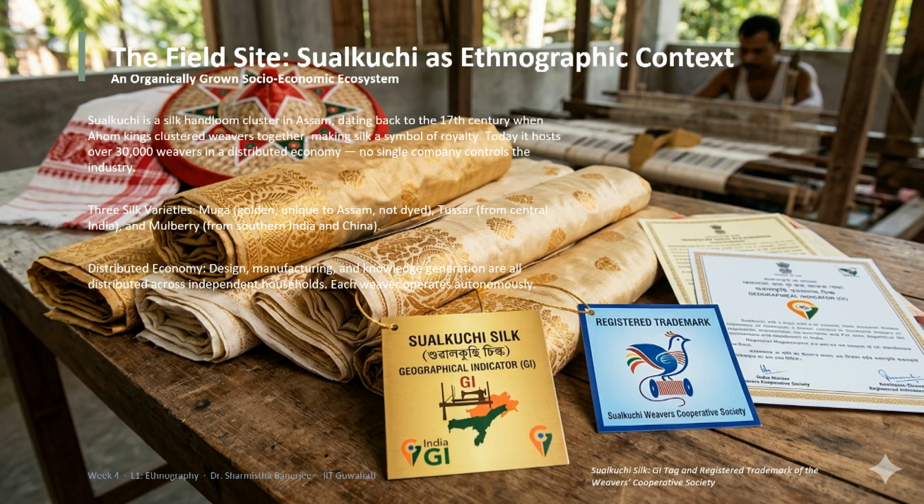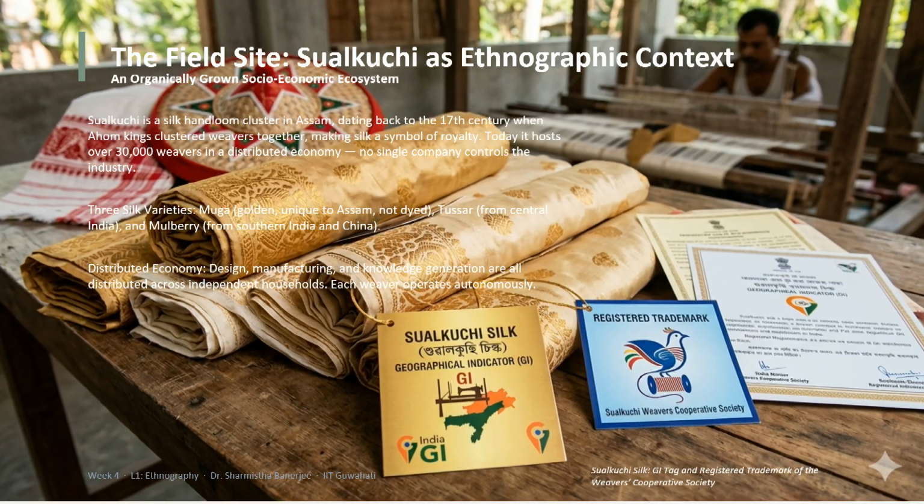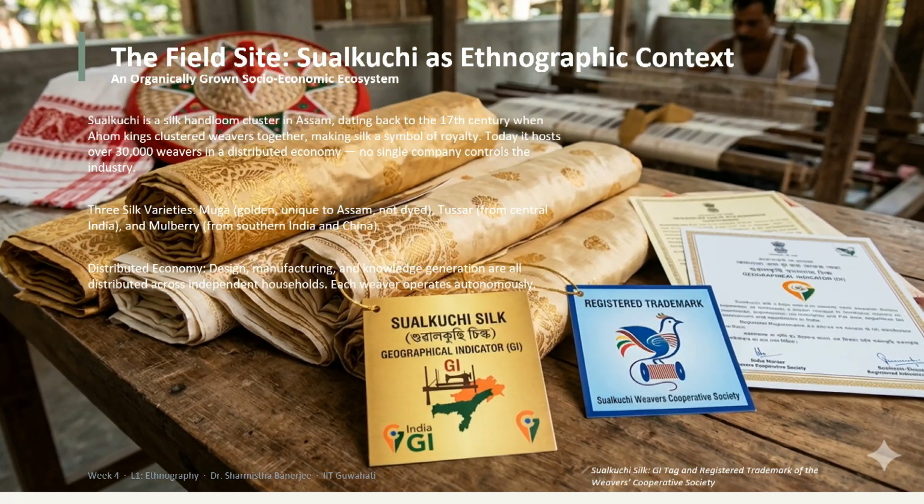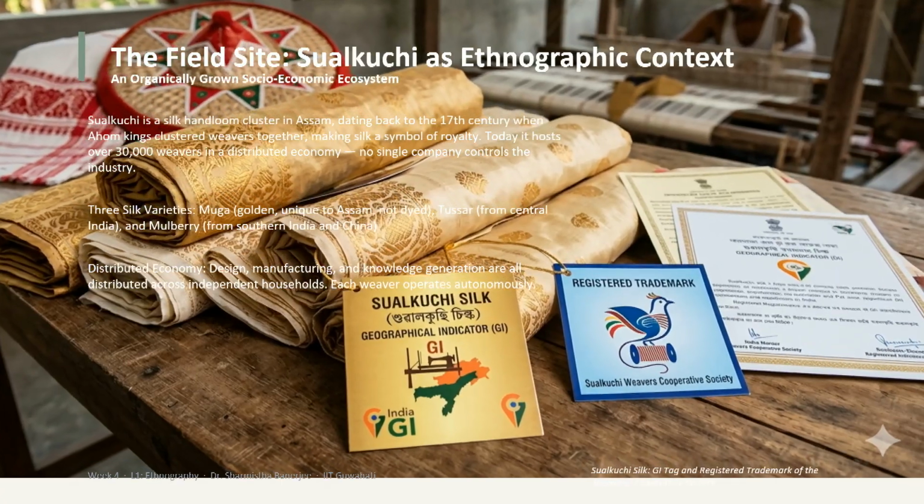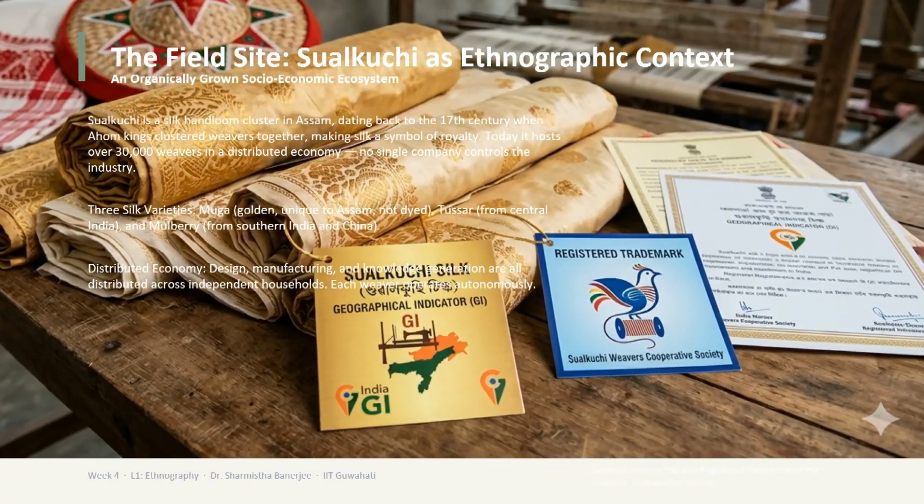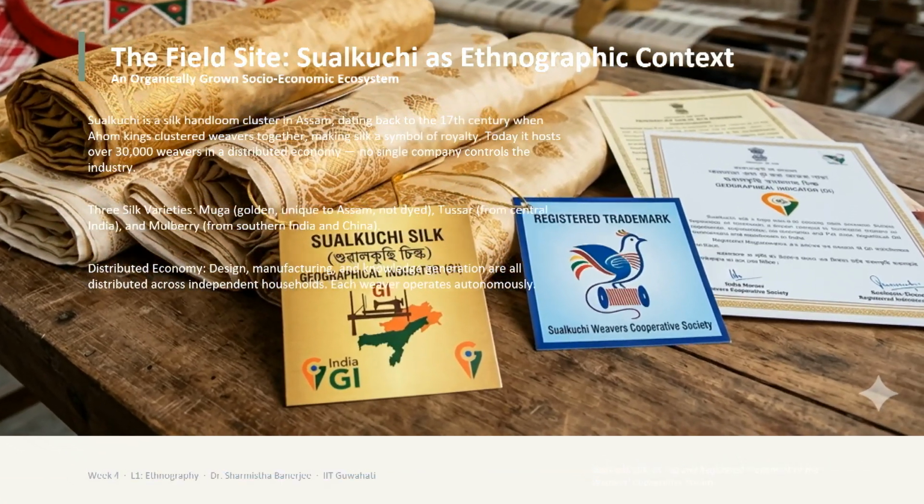The whole sector follows a distributed economy philosophy. What it implies is no one person holds all the design rights. Designs are created by individuals, and these individuals are many, and they are free to sell the design to whomever they wish to. Similarly, the manufacturing happens in a distributed manner.